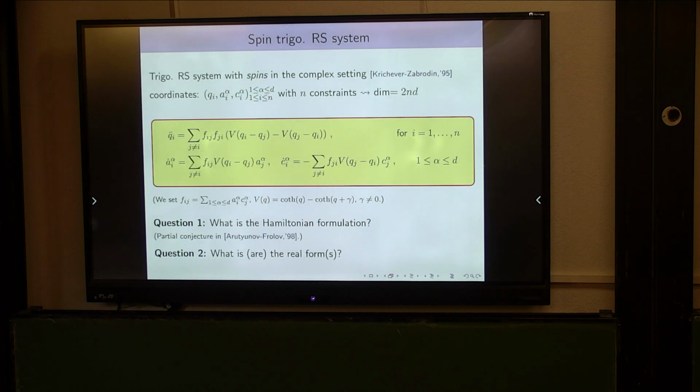So this was for the Ruijsenaars-Schneider case without spins. So what is happening with spin variables?